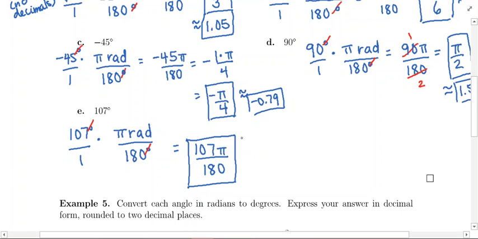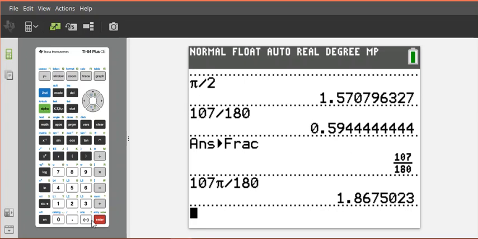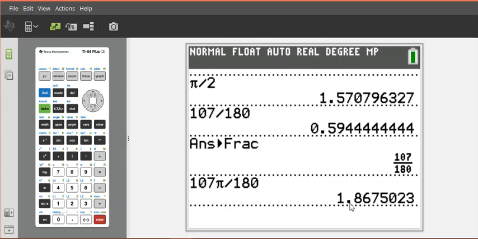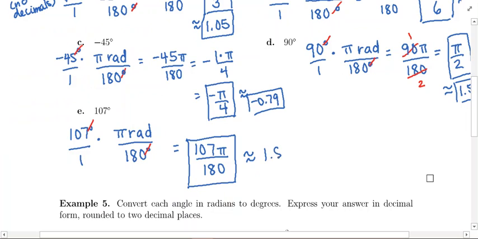Okay, all right, we need a decimal approximation of this. Okay, so we're going to have to go to our calculator and we're going to punch in 107 times pi, okay, divided by 180. Okay, and there's your decimal approximation. So this one's going to be 1.86. There's a 7 after the 86. So we're going to have to bump it up to be 1.87 radians. Okay, so 1.87 radians. There's your decimal approximation. Okay, so this was some good practice converting from degree measure to radian measure.